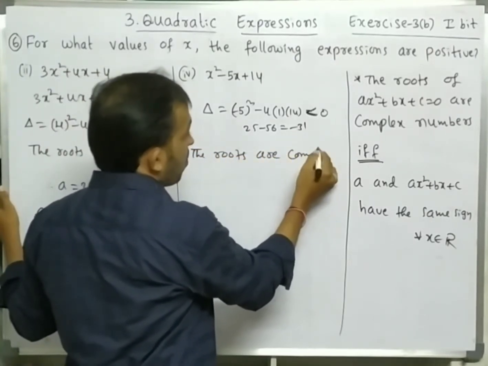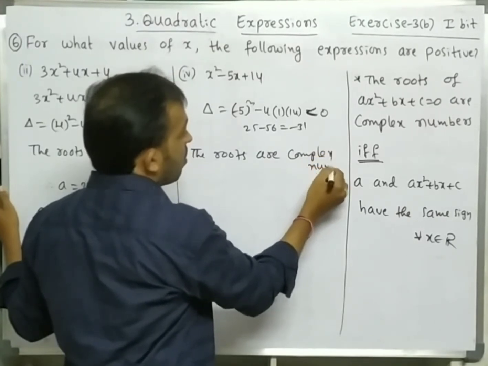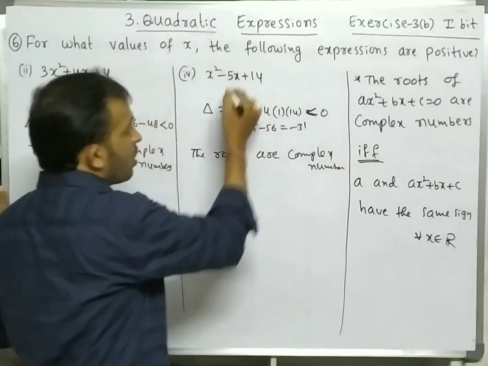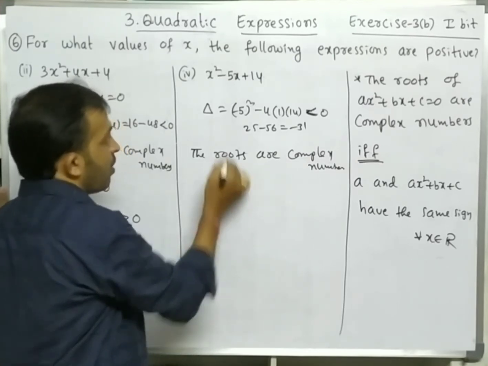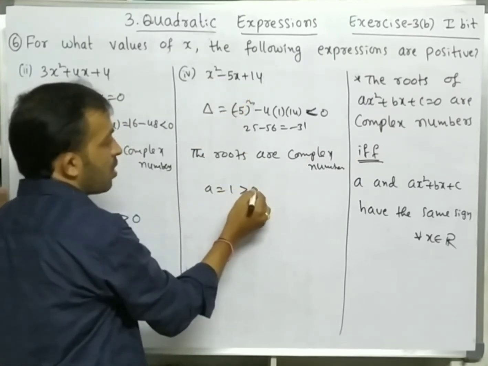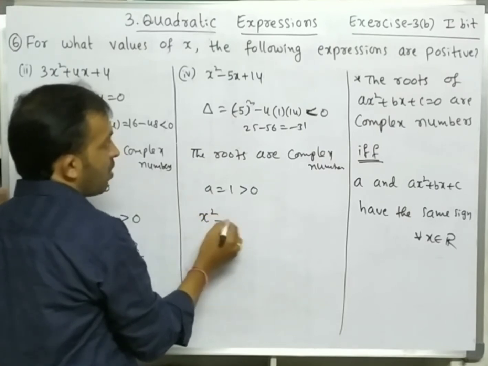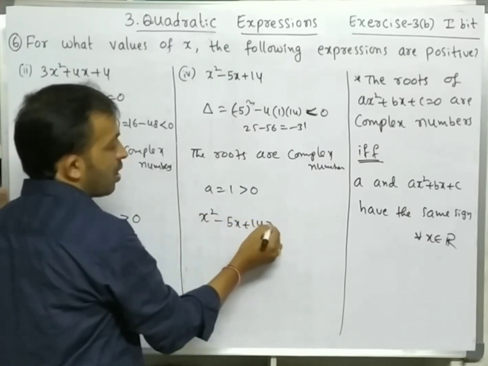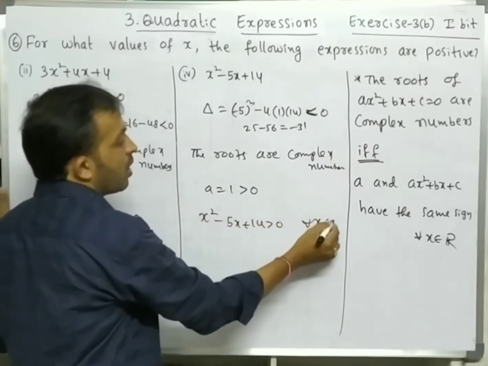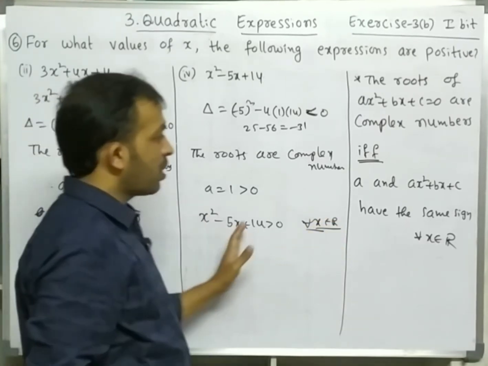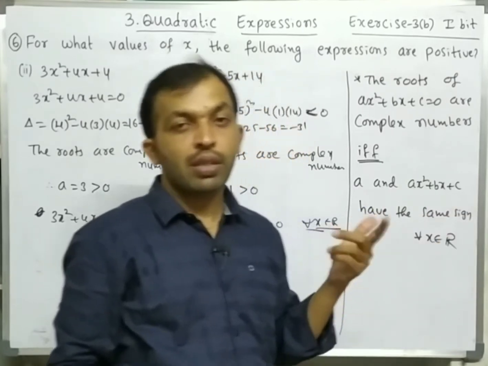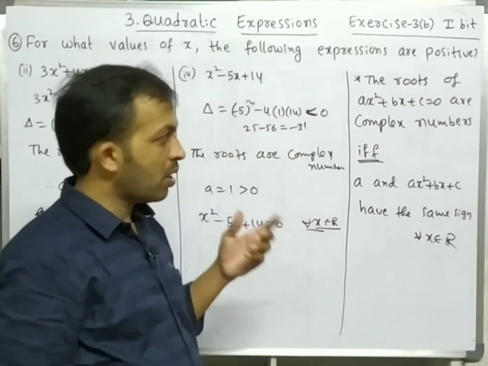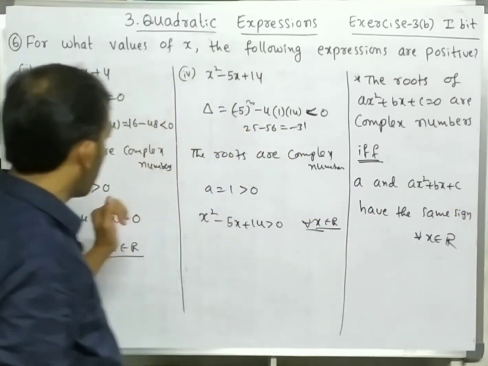If the roots are complex numbers, without substituting in this one, we can say that as the value of a is 1, which is positive, then x square minus 5x plus 14 is also positive for every real number. So this is by using this property. We have already seen this property in the previous video lecture, so go through that video lecture and learn the concepts.